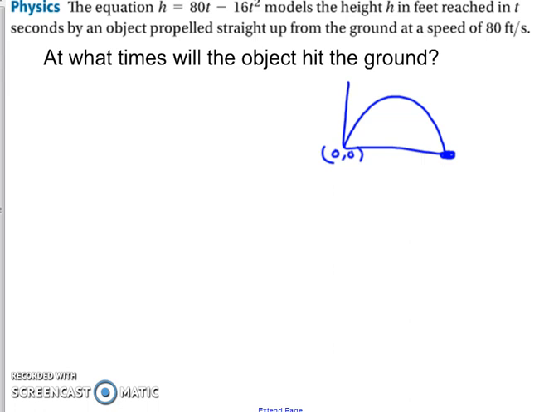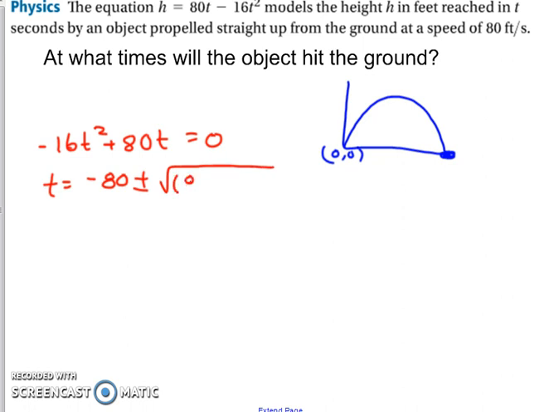I'm just going to put it in the correct standard form. So negative 16t squared plus 80t equals 0. So I want to solve this now. So I could factor it, or I can use the quadratic formula. So let's do the quadratic formula. So instead of x, we have t. So t equals negative b, so negative 80, plus or minus the square root of b squared minus 4ac. And my c is 0 since I don't have any constant term. All over 2a.